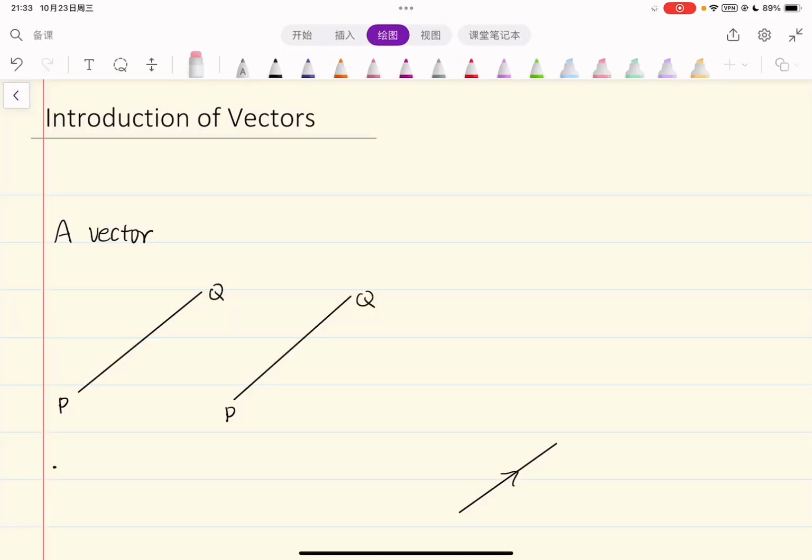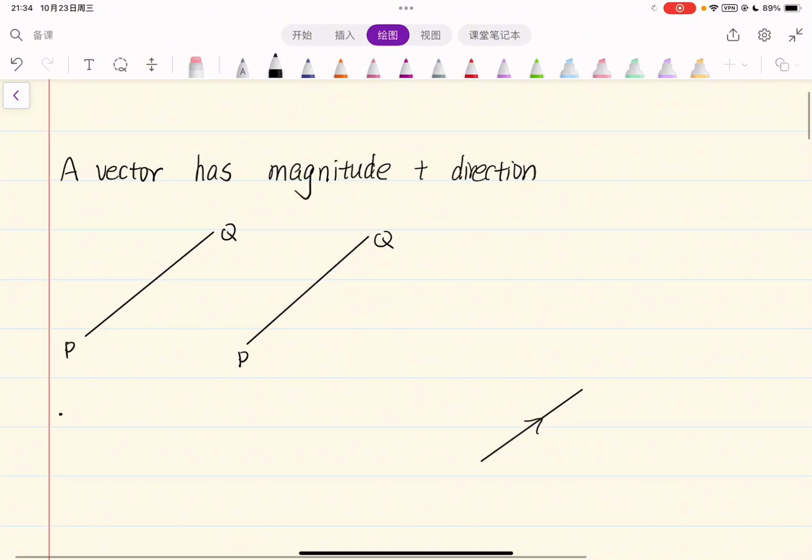Hello everyone, in this video we are going to do some introduction of vectors. Well, a vector has magnitude and direction. We can see there are two line segments PQ, but the vector PQ and the vector QP are completely different. They have the same magnitude, but they are in different directions.